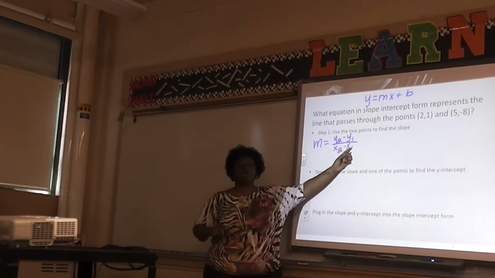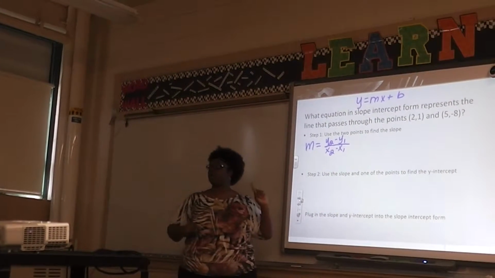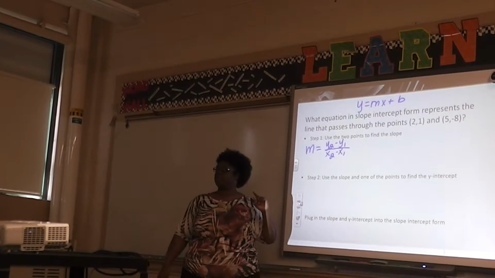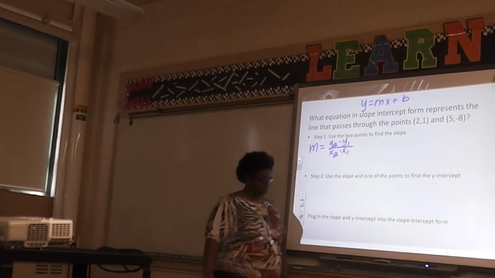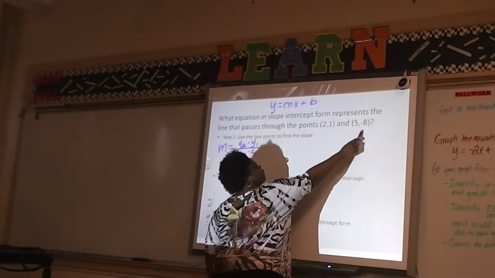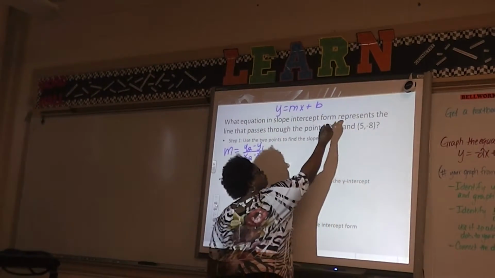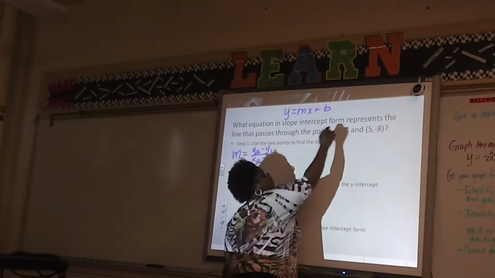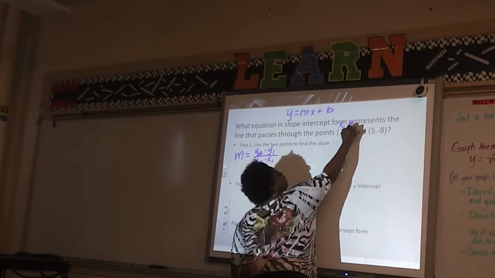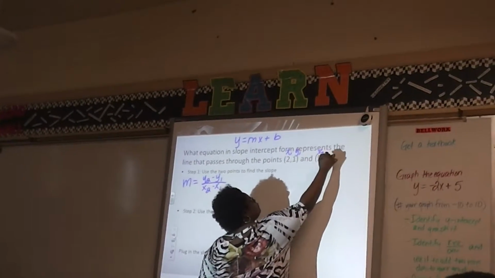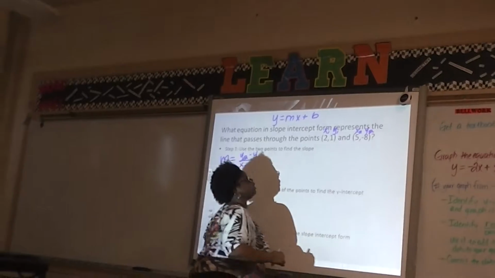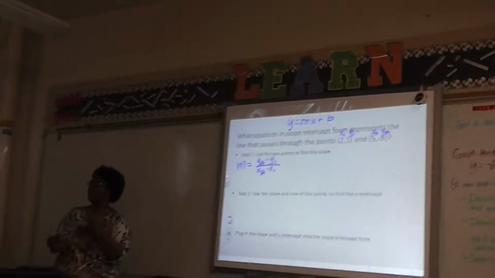How do we know what to plug in? What do we need to do in order to plug in that information properly? Darius? Label it at the top of your points. Very good. So I need to label my points. Jalen, can you tell me how to label them? X1, Y1. Very good. X2, Y2. Very, very good. Okay, so we've labeled our points.